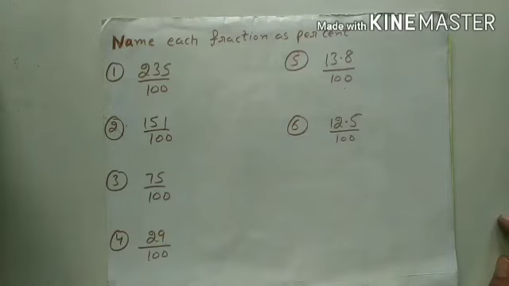Now in this video we are going to name each fraction as percent. Okay. Now what is the percent? You can see such questions are being written here. Just like the first question: 235 divided by 100, 151 divided by 100, 75 divided by 100, 29 divided by 100, 13.8 divided by 100, 12.5 divided by 100. It means the denominator of all the fractions is 100. Now we will have to convert them to the percentage.